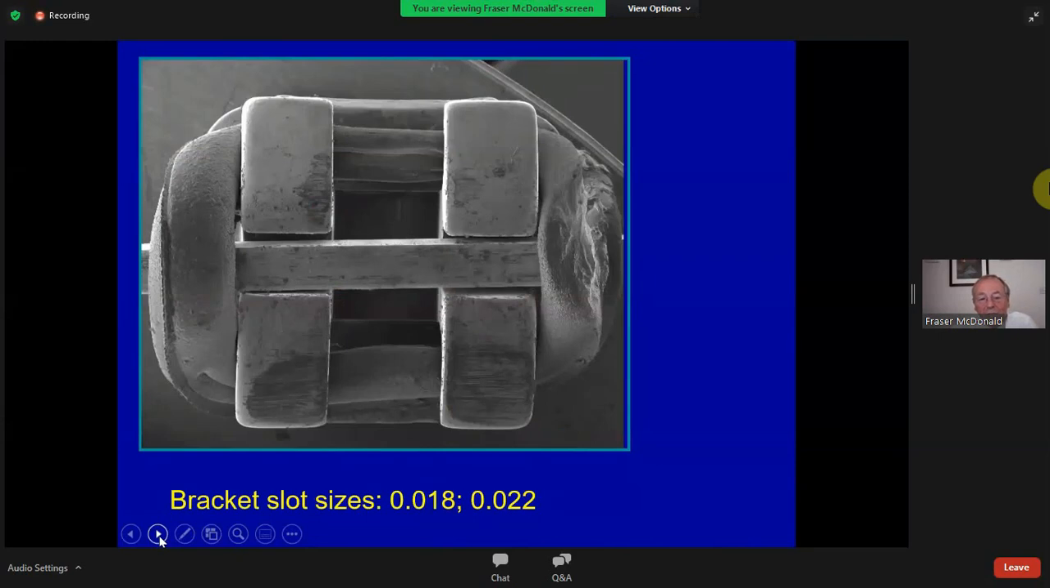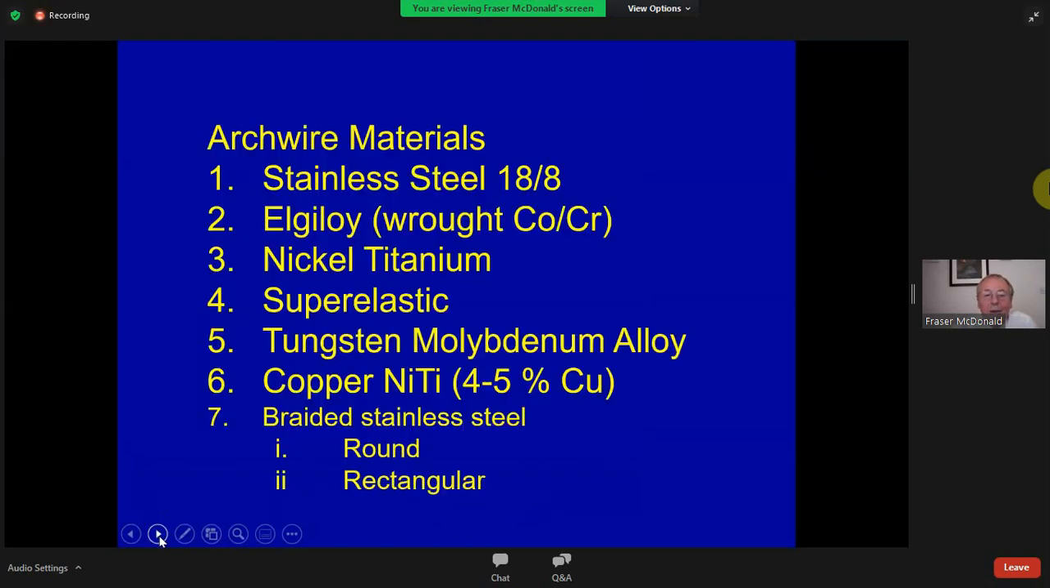We have the slot. Don't forget there are two sorts of bracket slots. There's 0.018 and there's 0.022 of an inch. Most of you use the 0.022, the reason being that in order to actually have the 0.018 as any value, it's a very, very precise system. And a lot of us, including myself, don't really have the precision skills to be able to use 0.018 as well as we should do. So the 0.022 slot is one that actually covers up most of our imperfections. And we are, after all, human beings.